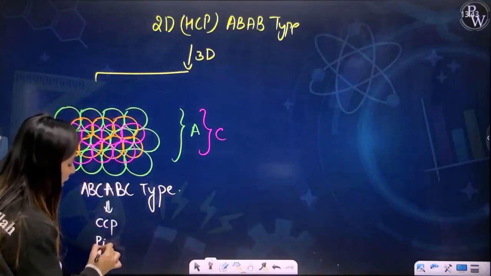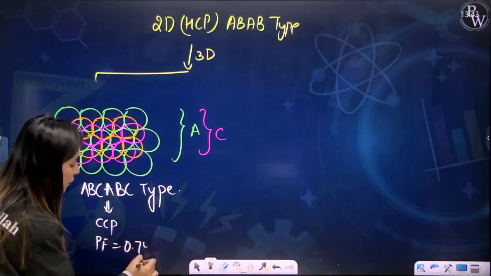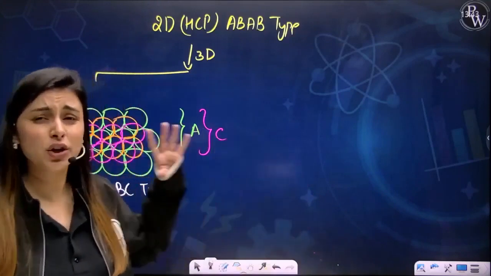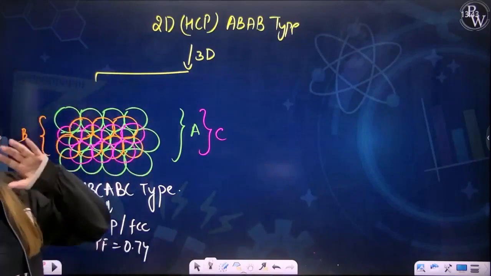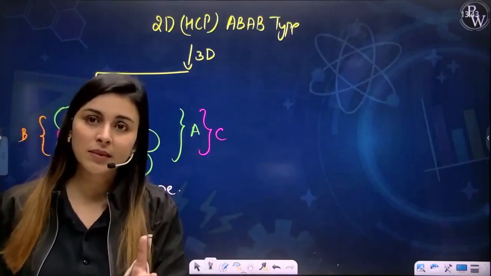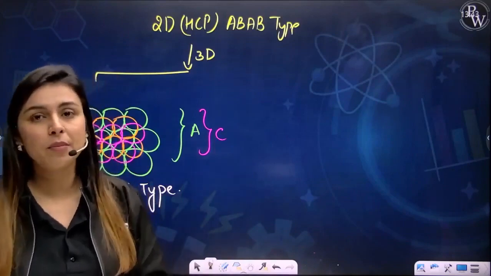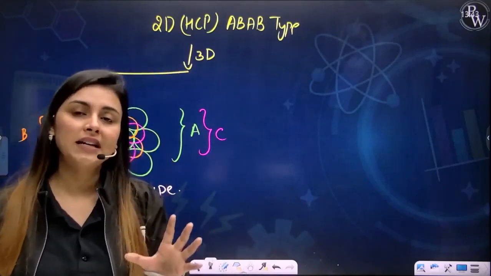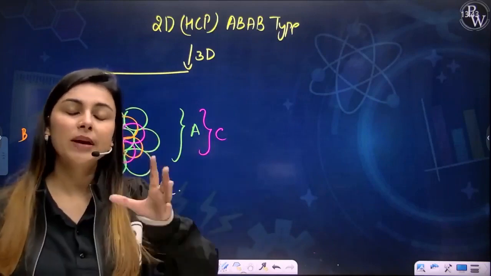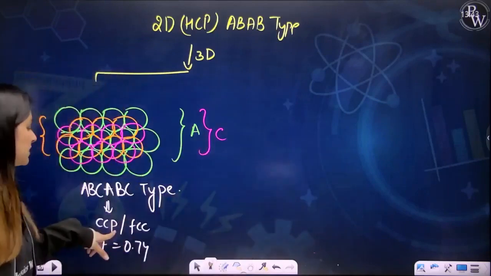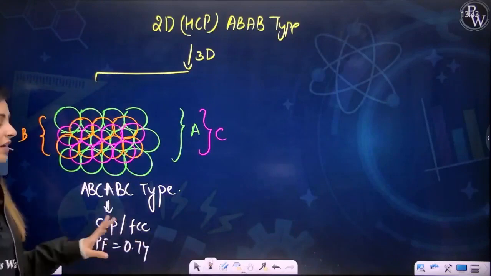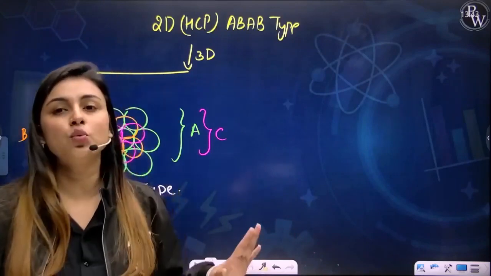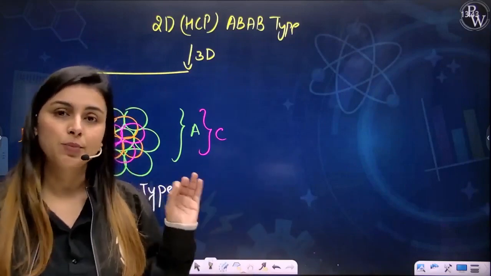The packing fraction is 0.74. You can say CCP or you can say FCC. You need not imagine this, because this is too complicated for your syllabus, my dear students. You just have to remember that in 3-dimension, when we do HCP lattice into the 3-dimension and we do ABC type, it gives us CCP or FCC lattice, and the packing fraction is 0.74, and that is the most that you want to understand in this particular part.